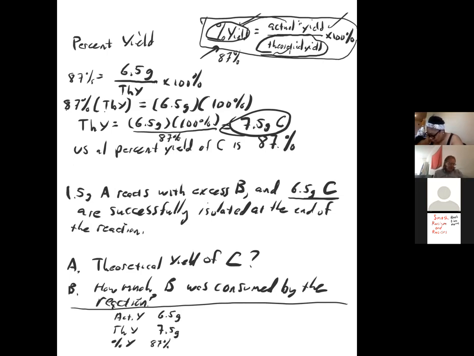Okay? Now, the question is, and this is an interesting one. This is unusual. Most textbooks don't ask this question. This is an ALEKS-specific type of problem. So you won't find this one in your textbook. How much B was consumed by the reaction? Okay, how much B got consumed?